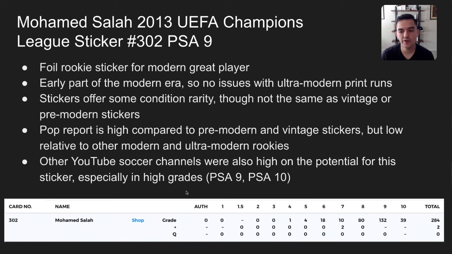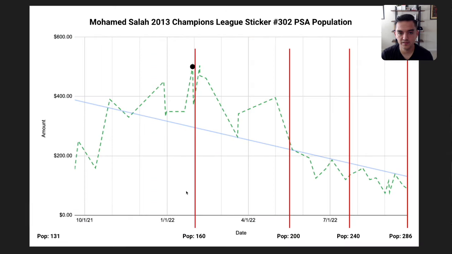And you can see there's only 39 10s, so even though there's 284 graded, it's not an easy card to get a 10 in. And so there's a hypothesis that, okay, if you get this in a PSA 9 or a 10, there's a lot of meat on the bone left there. It hasn't turned out to be the case so far, as we'll get into, but just some background there on this sticker, and sort of, to frame the sunk cost fallacy with regards to this sticker.